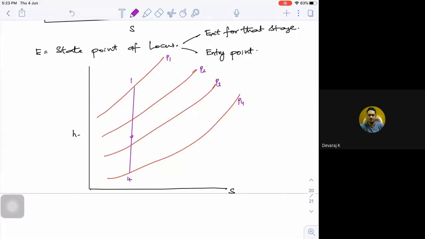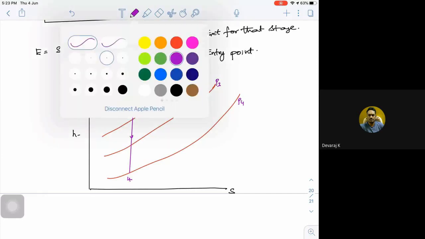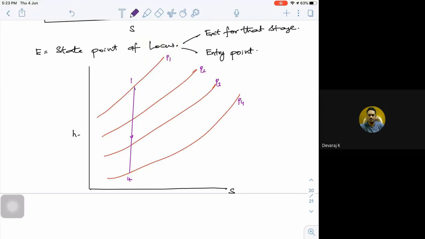Okay. Now, what will happen if it expands? If it expands to this, what will be the actual expansion? The actual expansion will be going somewhere like this. If I take only the E points, it will be going like this. It's a simple curve actually. It's not a straight line, it's a curve.